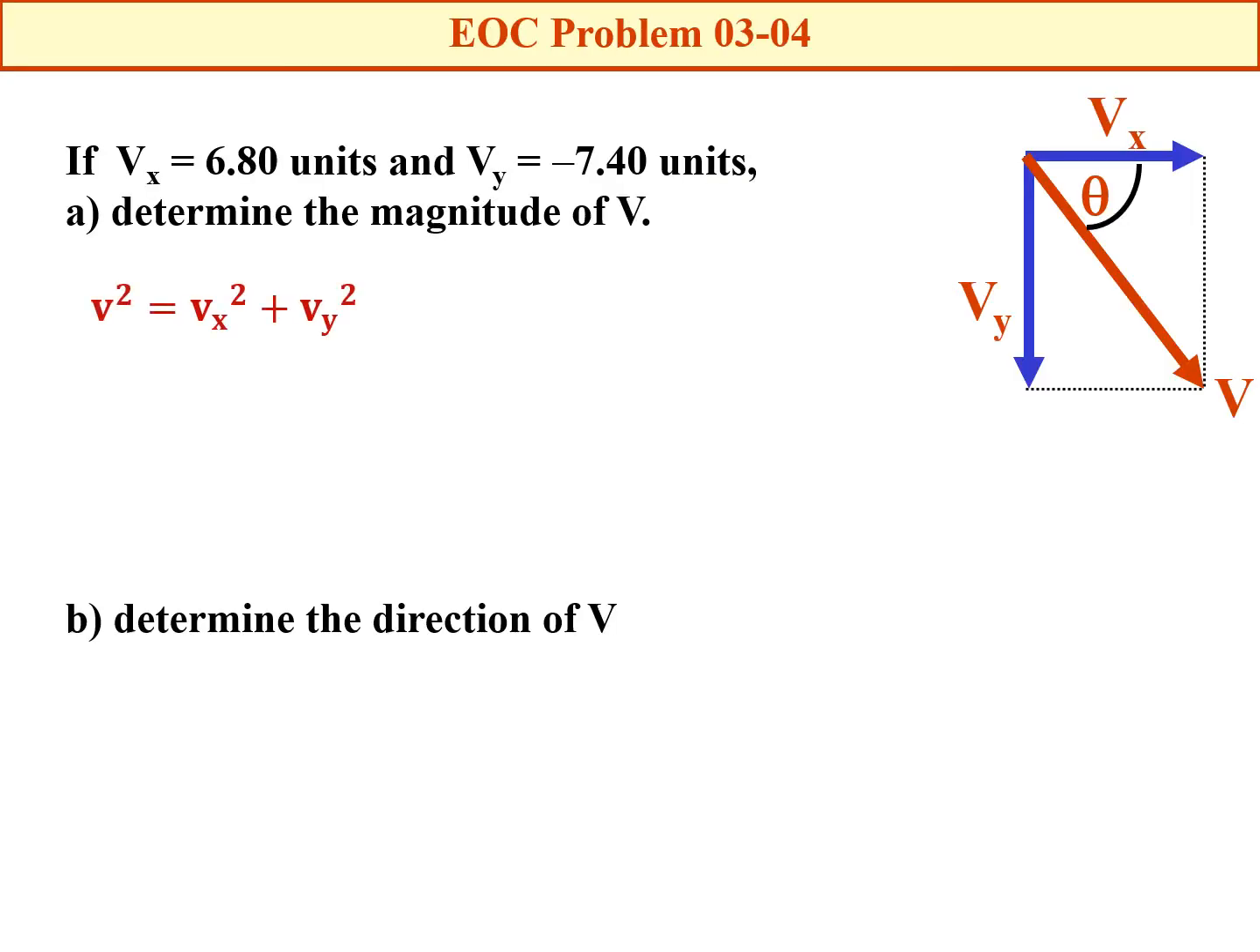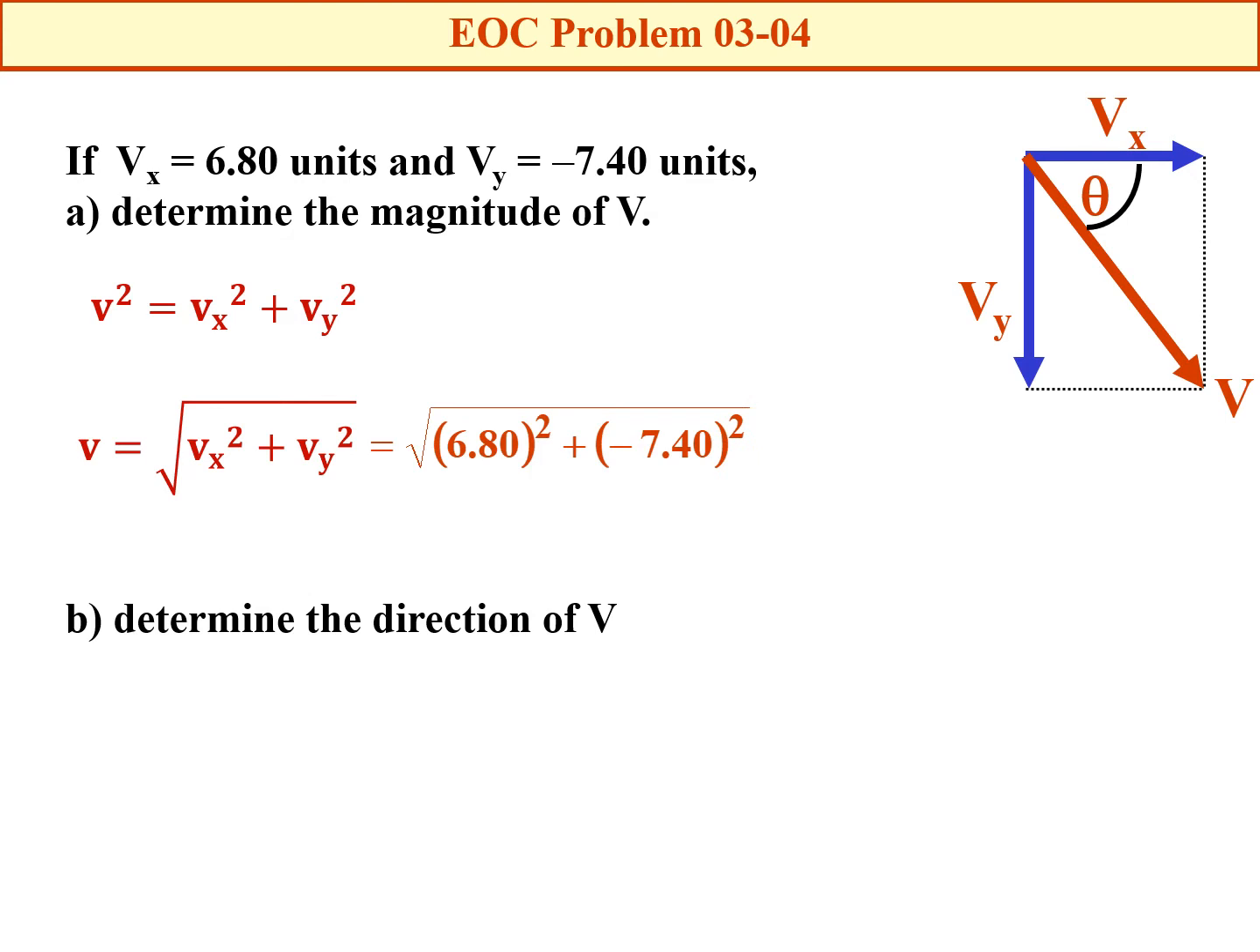So two vectors, two components. When we add them together, remember we use the Pythagorean theorem. We have the velocity in the x direction and the velocity in the y direction. So using the Pythagorean theorem, we take the square root of 6.8 squared plus negative 7.4 squared, and we get a velocity equal to 10 units. I don't know what the actual measurement is. Maybe it's feet per second, meters per second, or miles per hour, but whatever it is, the magnitude is going to be 10 units.